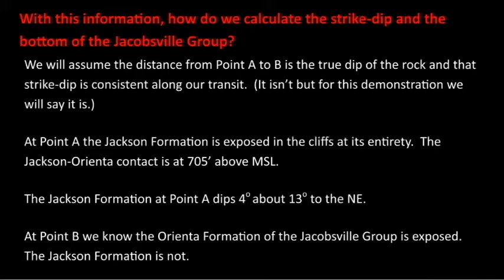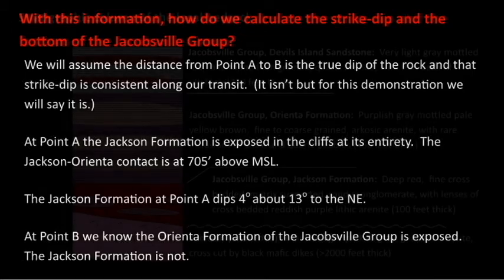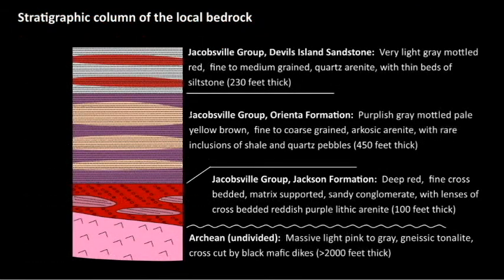At point B, we know the Jacobsville Formation of the Jacobsville group is exposed. So we know that formation is at the surface there. The Jacobsville Formation is not, which means it has to be underneath. Well, how do we know it's underneath? Well, you got to know the basic geology of the area that you're mapping or doing work in. And these units do exist at these locations. This is just a stylized representation.